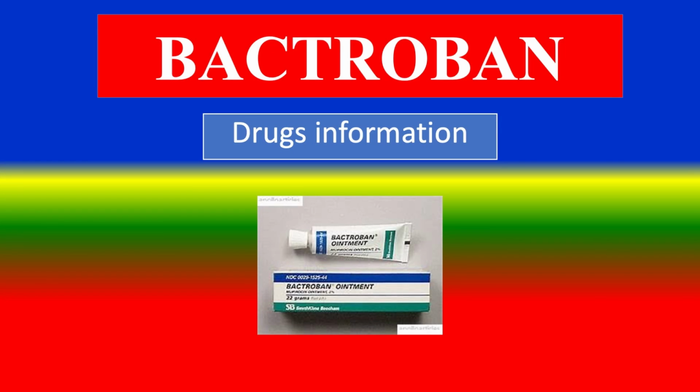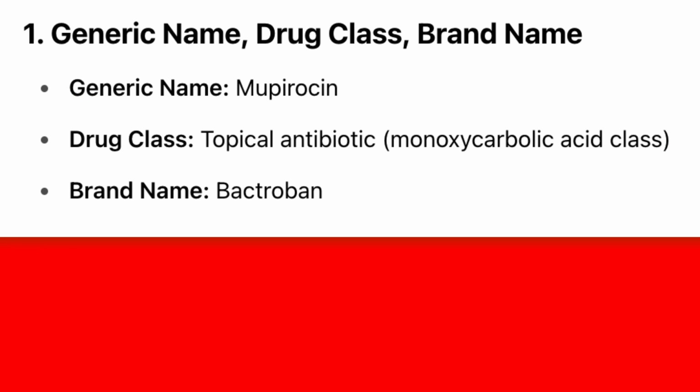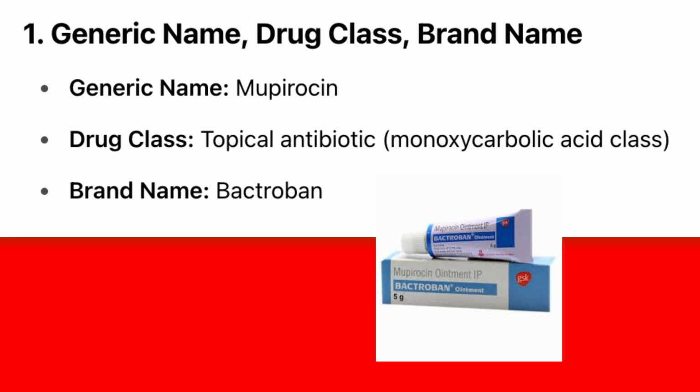Here is a detailed overview of Bactroban. 1. Generic name, drug class, brand name. Generic name: mupirocin. Drug class: topical antibiotic, monoxycarbolic acid class. Brand name: Bactroban.